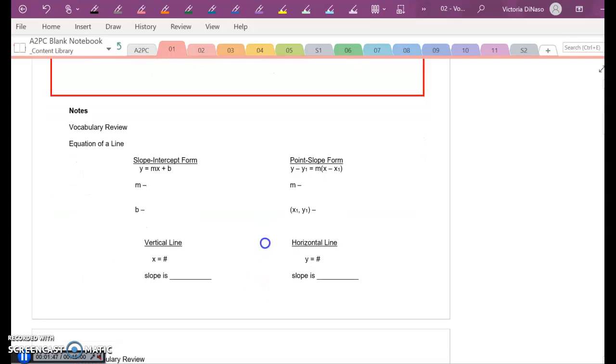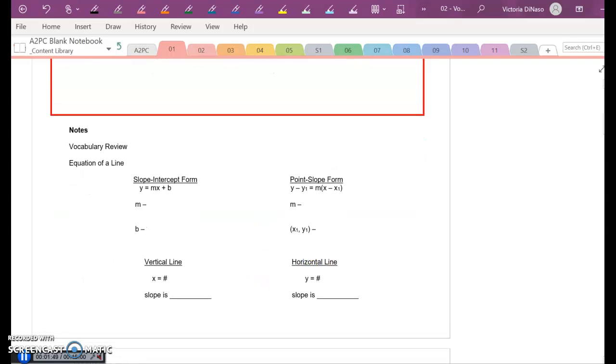And down below, we'll go ahead and do some vocabulary review. So we have 2 different ways of writing the equation of a line. We have slope-intercept form, where we have a slope and the y-intercept. Now we always begin at the y-intercept. So we begin at the y-intercept, and then we move according to m, the slope, or the rate of change.